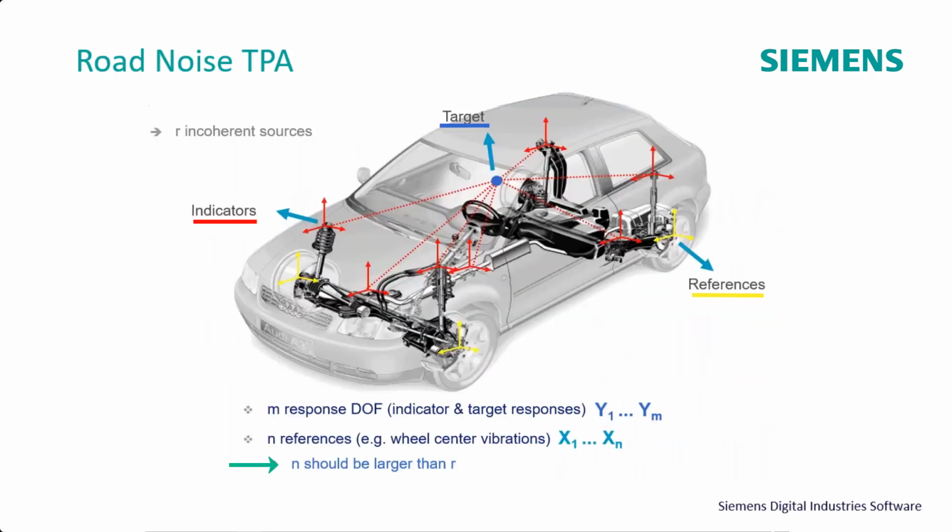So if I think that I have 2 or 3 independent phenomena acting on my structure, that means I have 2 or 3 sources acting. I need to have more than that as references. So I'm going to need to have at least 3 or 4 references. If I think I have inputs from the road and I have maybe 6 or 7 independent phenomena acting on the structure, then you need to have at least 6 or 7 references. So the number of references will depend on how many principal components or independent phenomena you think you have.